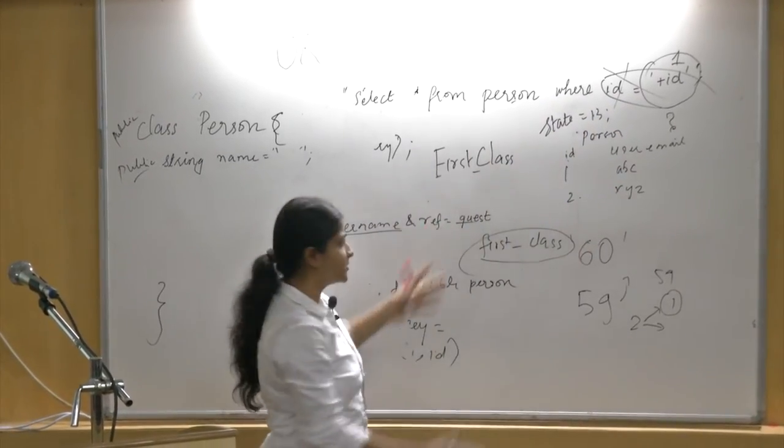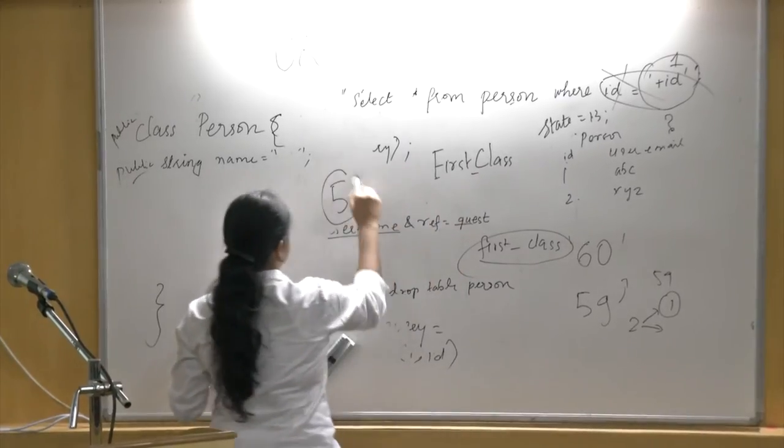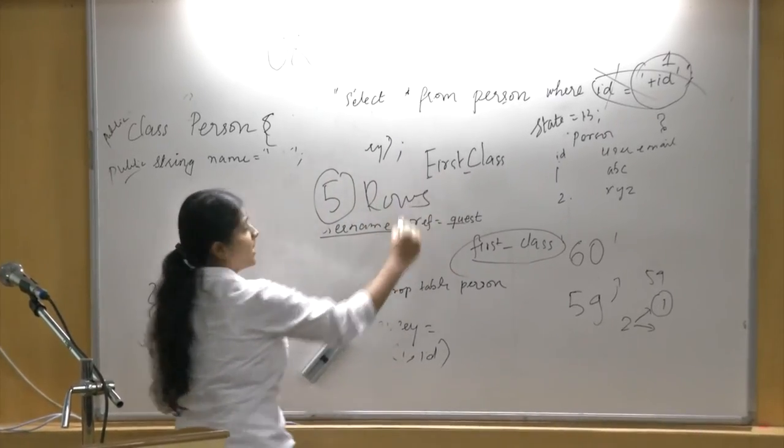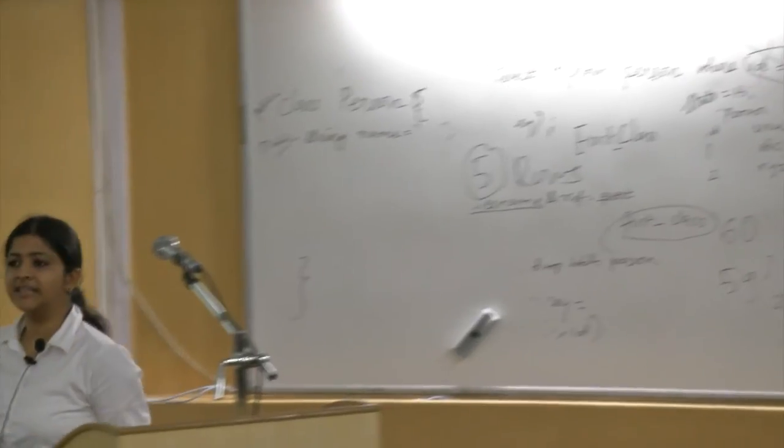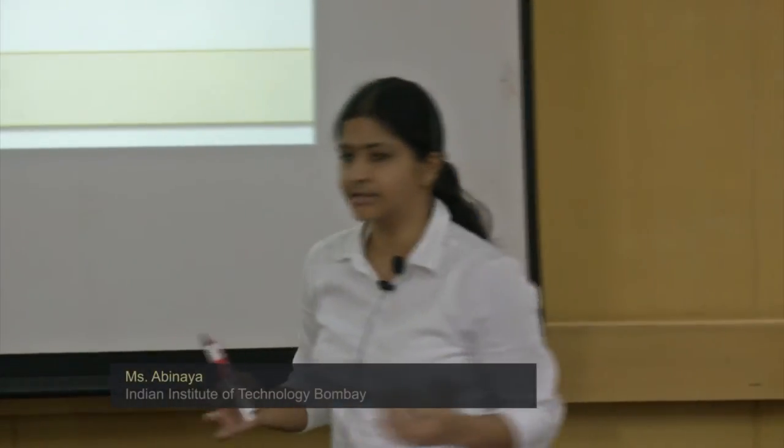So you get a list of 5 rows. How do you save it? Please, can anyone say? Yeah, exactly. You can store it as an array list of objects. Okay, person is an object. You can write it as a bean. You can define a person class.